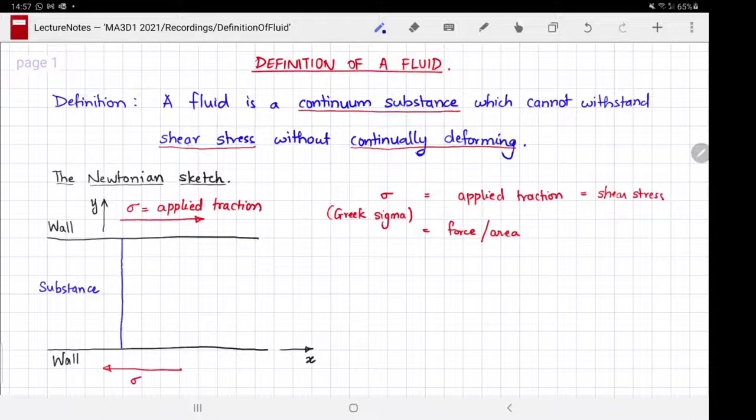Now, the response of the substance to the applied force is that the substance will deform. Let's imagine that the bottom wall is held fixed and the top wall is allowed to move. Then every little particle of the substance, let's say at the points that I'm drawing right now, will displace a certain amount, approximately as shown in this picture as I'm drawing.